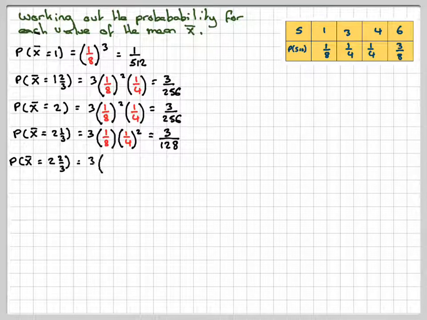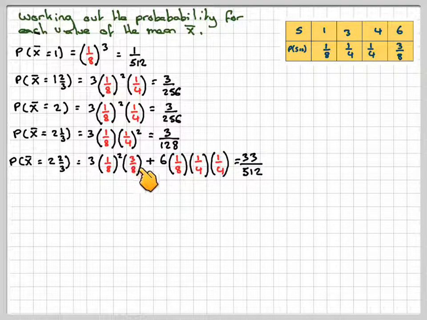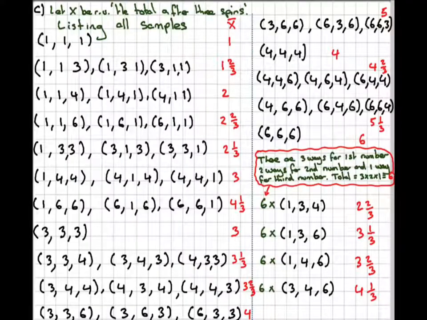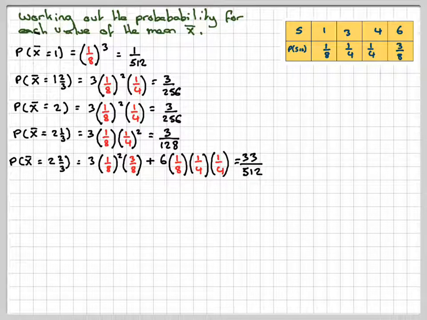Right, next one, the probability of 2 2/3. It's going to be 3 times 1/8 squared times 3/8, plus 6 times 1/8 times 1/4 times 1/4, which is 33 over 512. So just look at that. 2 2/3 is this one. So it's going to be 1/8 squared times 3/8 times 3, because there are 3 different ways, and then there's another one down here, so it's going to be 6 times 1/8 times 1/4 times 1/4, and that's how that works.